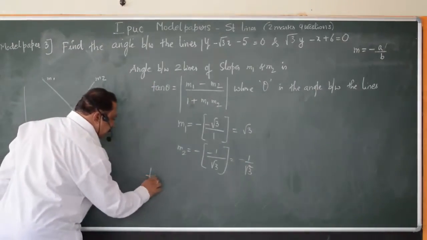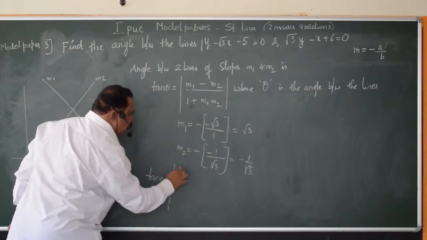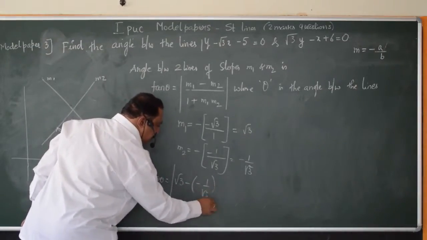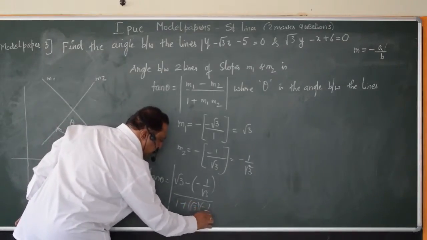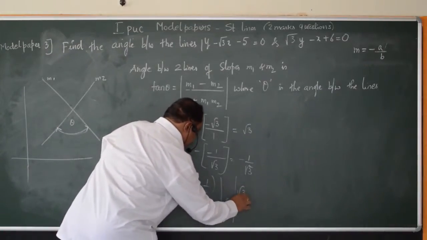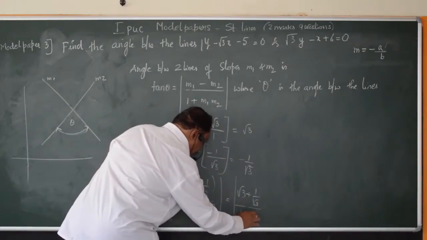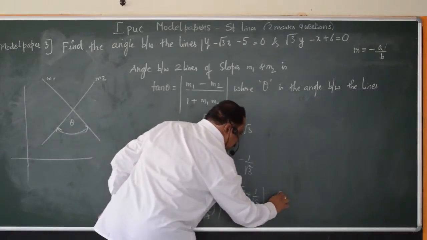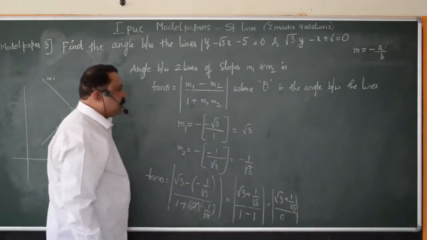Okay. So now tan theta equals, let me substitute in the formula, modulus of m1 minus m2. What is m1? Root 3 minus of m2, minus 1 by root 3, divided by 1 plus m1 m2. m1 is root 3 into m2, minus 1 by root 3. So this becomes modulus of root 3 plus 1 by root 3 divided by 1 minus 1, because root 3 cancels. So it is root 3 plus 1 by root 3 divided by 0. 1 minus 1 is 0.